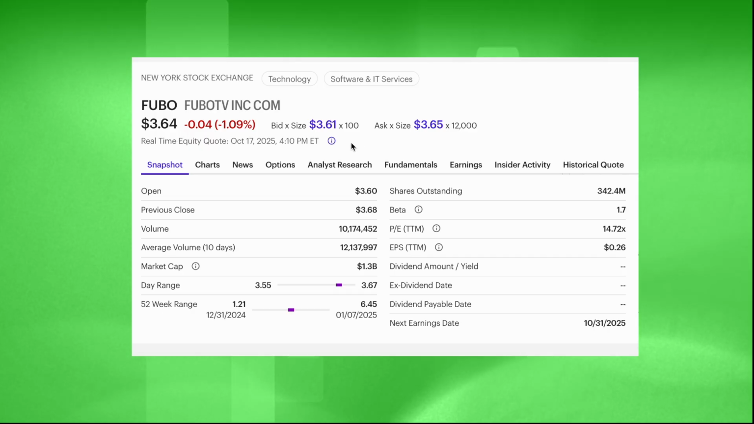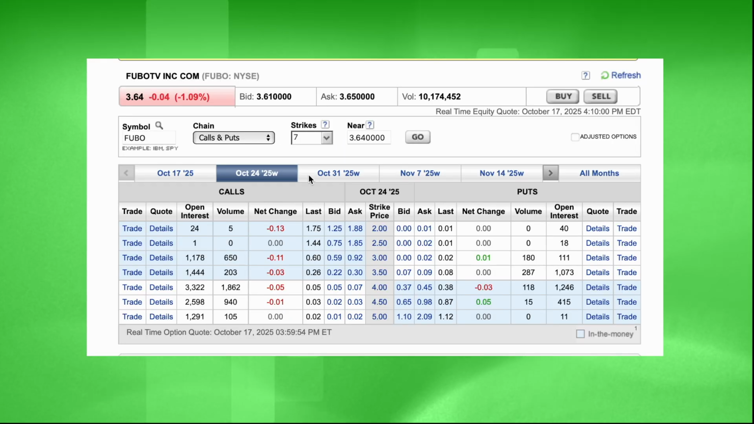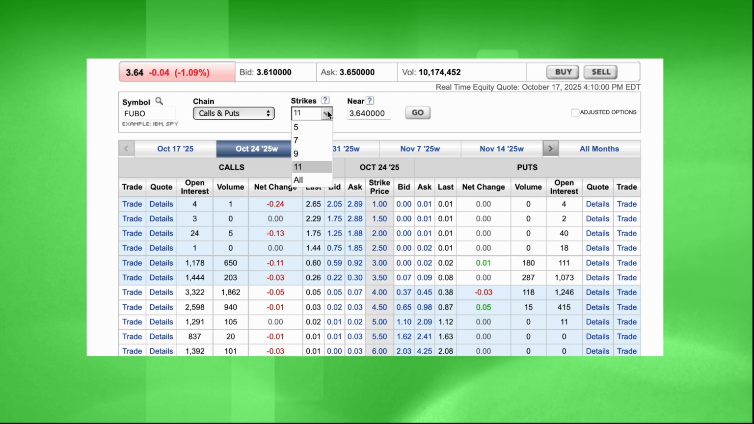So the first thing you're gonna wanna do is go to the options tab on your platform, which is right here on E-Trade. We click on that, and then we see a list of dates here and a bunch of prices here. The first thing you're going to want to do is pull up about 11 strike prices, or sometimes you may want to pull up all of them, but for this video we'll pull up 11.